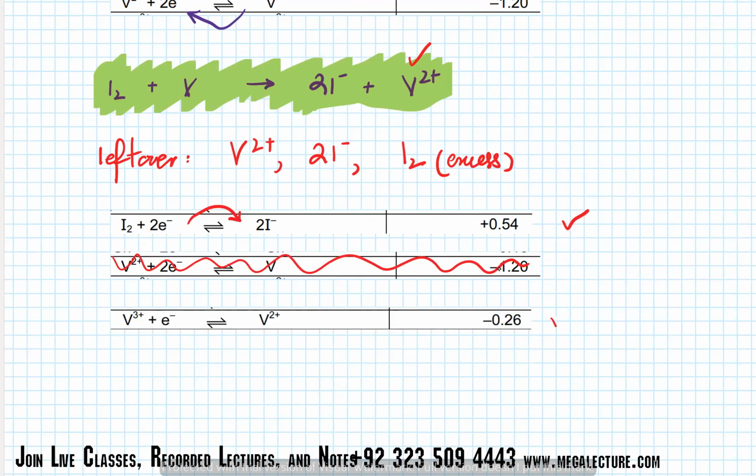Who's my lowest potential? It's minus 0.26. So vanadium 2+ is the one that loses electrons. We do have vanadium 2+ as my reactant. I would have to multiply this by 2 as well because the electrons need to be balanced. So the reaction now is I2, and the other reactant is 2 vanadium 2+. And my product is, in the first one, 2I-, and in the second one, 2 V3+. Okay, so I got my reaction.